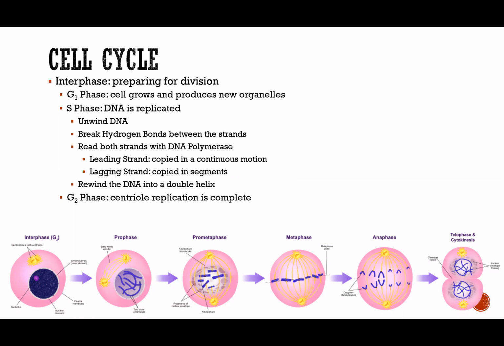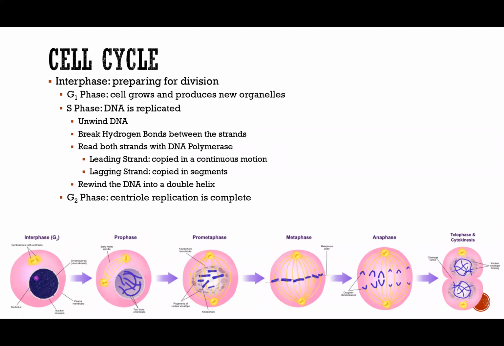Within interphase itself, we have three phases: G1, the S phase, and G2. Within the G1 phase, this is just when your cell is growing like normal, producing its organelles, nothing big is happening. Now in the S phase, again, remember in interphase we're preparing for division.